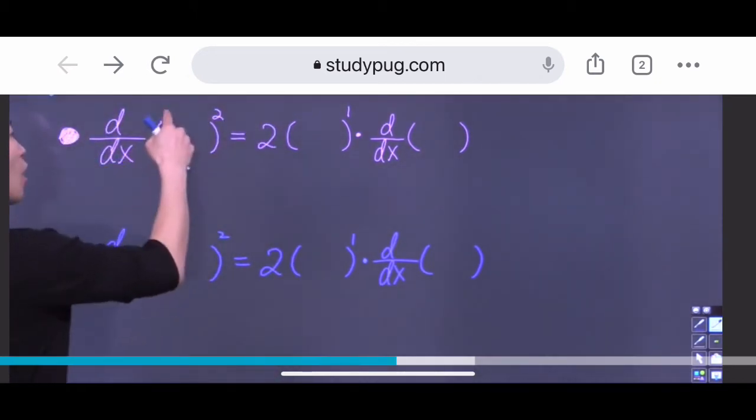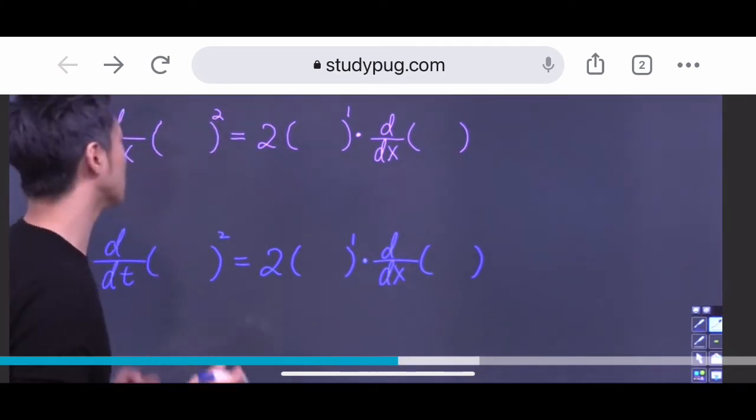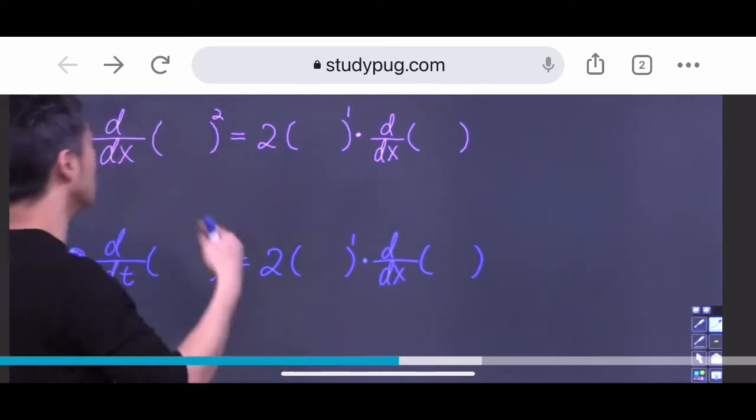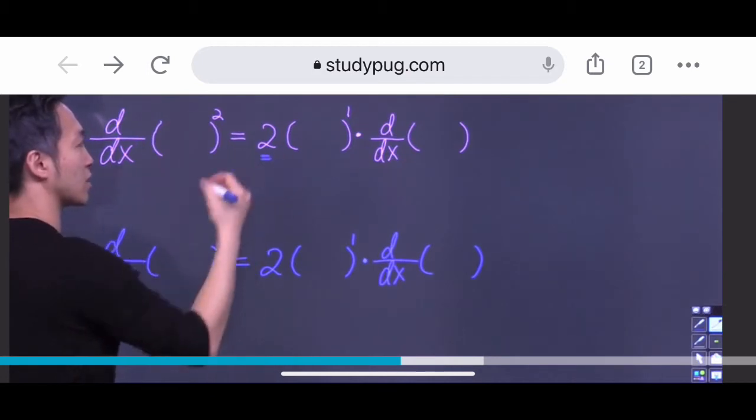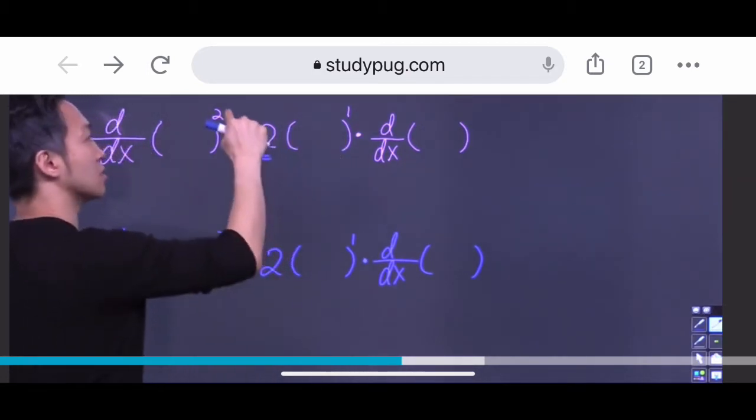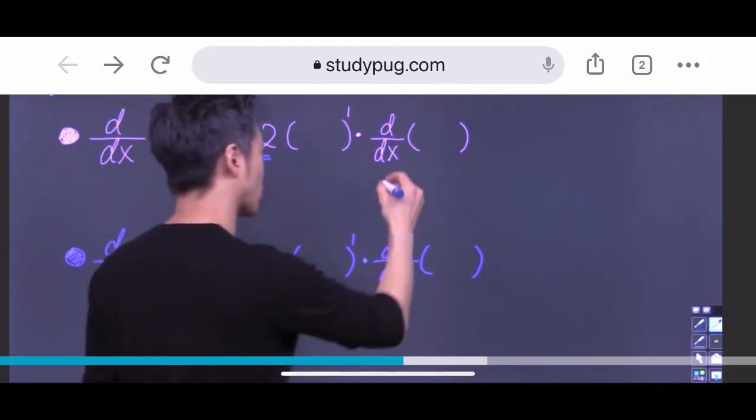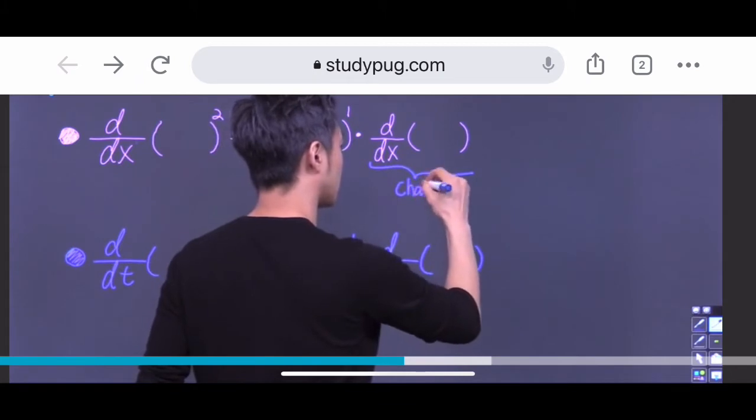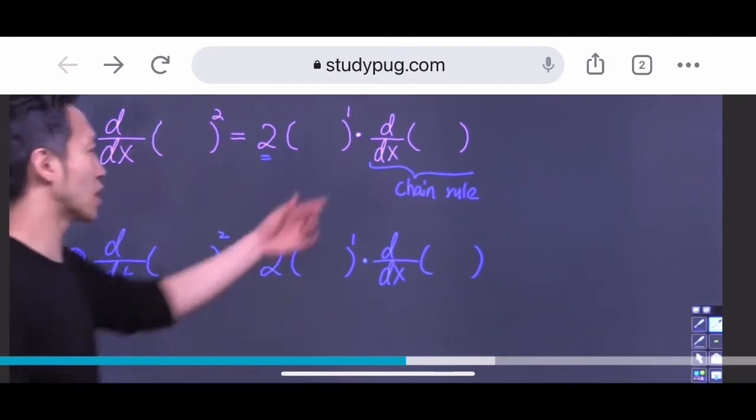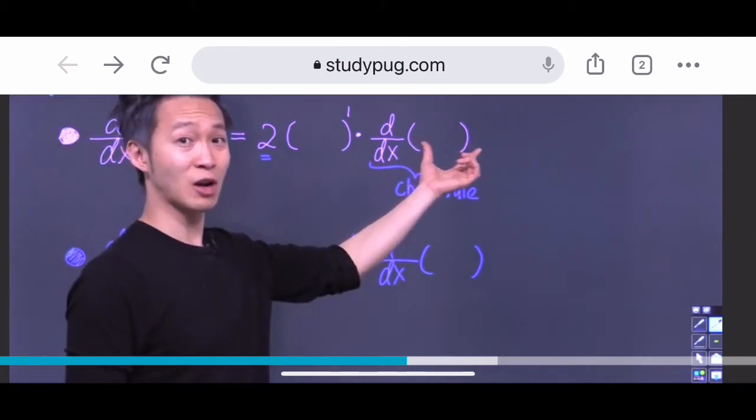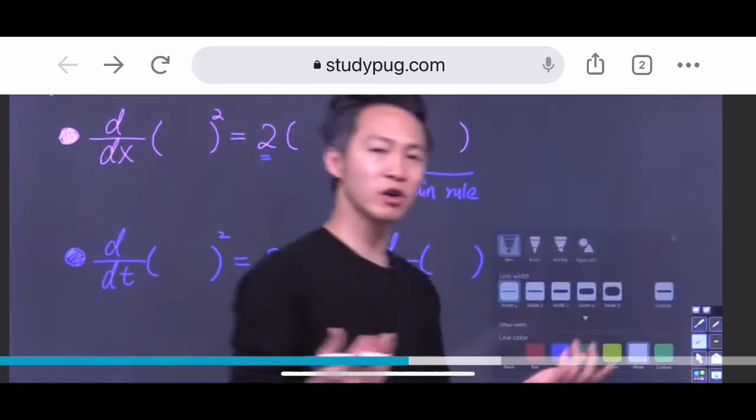So the derivative of bracket squared, the derivative of any function squared, is what? First of all, we apply the power rule, right? We bring the exponent to the front, so bring the 2 to the front. Then subtract 1 from the exponent: 2 minus 1 gives 1. And here's the chain rule part: we take the derivative of whatever the function is inside the bracket.